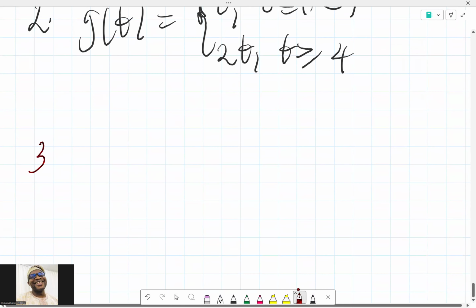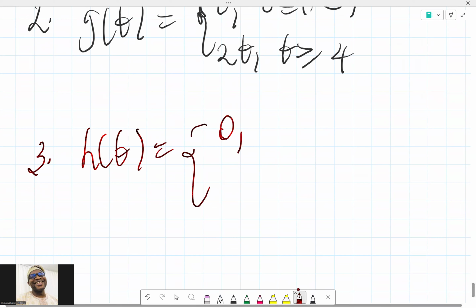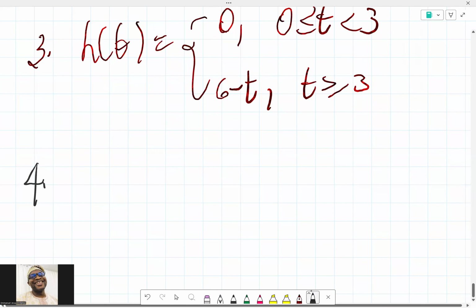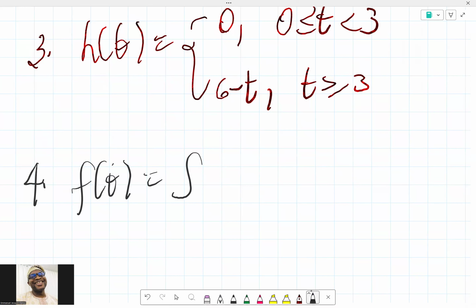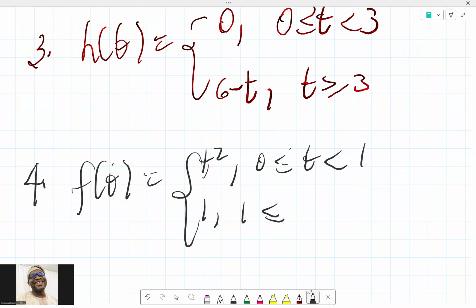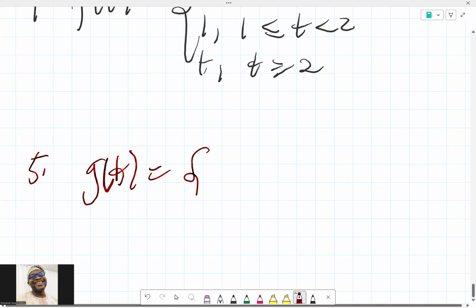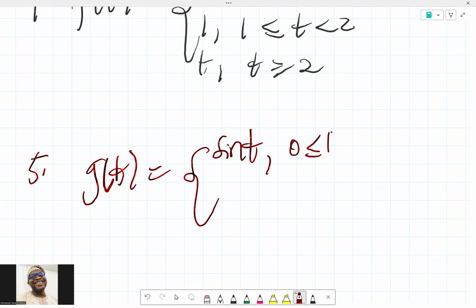Then we have 3, h of t is 0 for 0 less than or equal to t less than 3. Then the other one is 6 minus t, for t greater than or equal to 3. Number 4, f of t is now t squared for 0 less than or equal to t less than 1, then 1 for 1 less than or equal to t less than 2, and t finally for t greater than or equal to 2. So that's a bit more complicated. 5, you have g of t equals sine t for 0 less than or equal to t less than pi, and then we have 0 for t greater than or equal to pi.